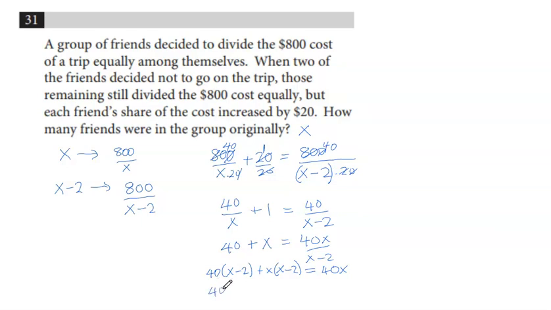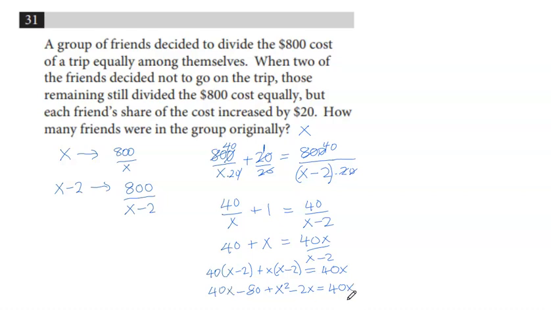We expand, we have 40x minus 80, right? We're just distributing the 40 over, plus x times x is x squared. X times minus 2 is minus 2x is equal to 40x. All right, and then we continue to simplify this. Let's see if we can fit it over here. We notice that there's 40x here and then 40x here, which will cancel each other out, right?